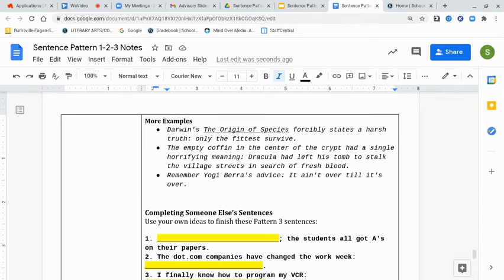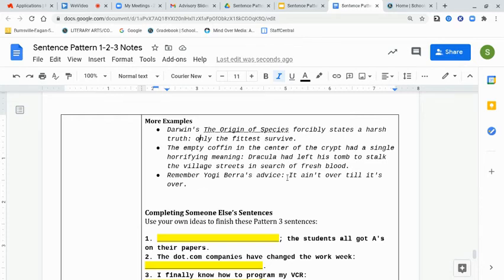Second example: the empty coffin in the center of the crypt had a single horrifying meaning, colon. We wonder, what was that horrifying meaning? What did it represent? Dracula had left his tomb to stalk the village streets in search of fresh blood. So what was that horrifying meaning? It has to do with Dracula. We have a capital letter here because it's a proper noun.